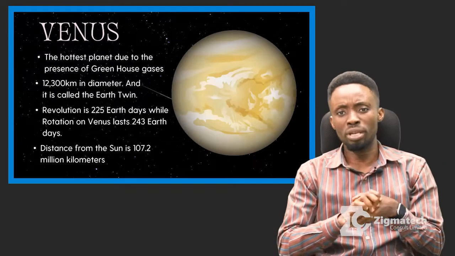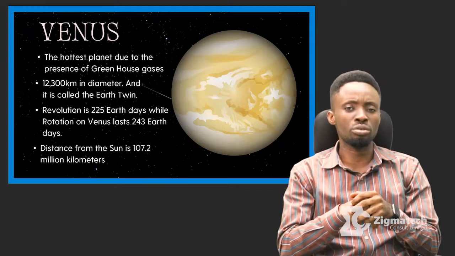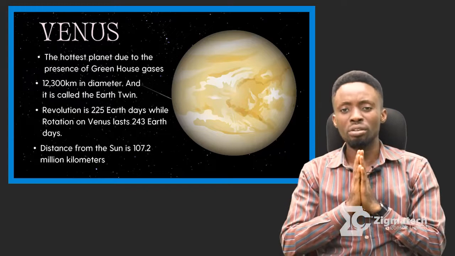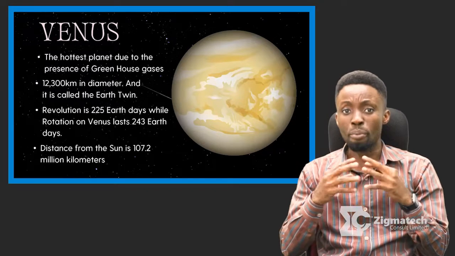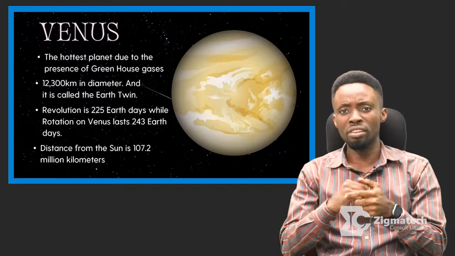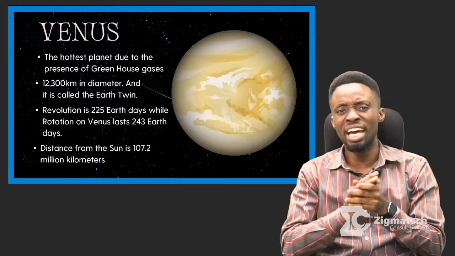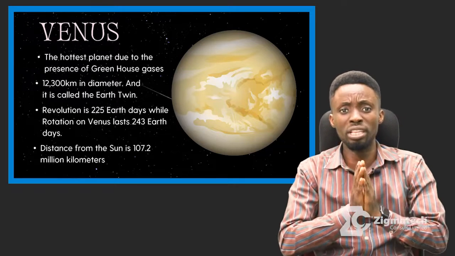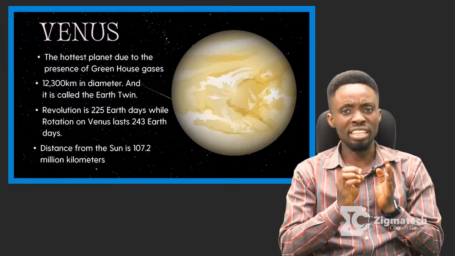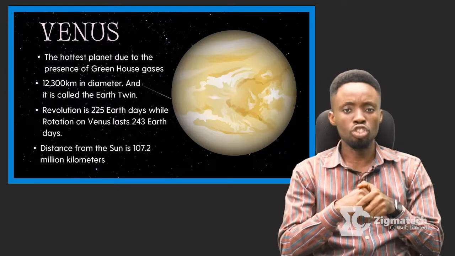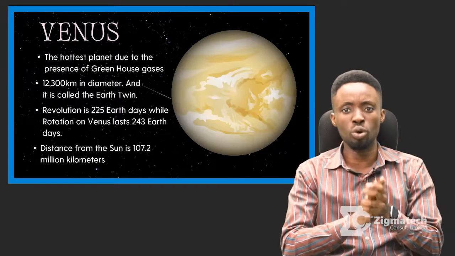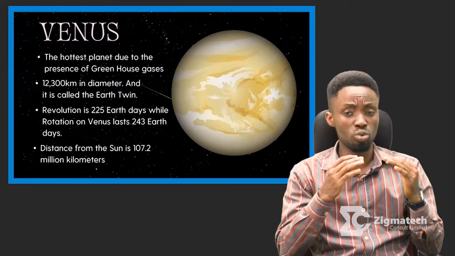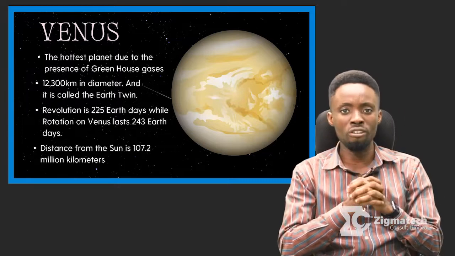So let's look at the second planet. The second planet is called Venus. Now, Venus is actually the hottest planet in the solar system. This is as a result of the greenhouse gases present in its atmosphere. And the planet Venus is regarded as the Earth's twin because it's approximately equal to the Earth in diameter and in density. So the diameter of Venus is 12,300 kilometers, and it takes about 225 Earth days to go around the sun.